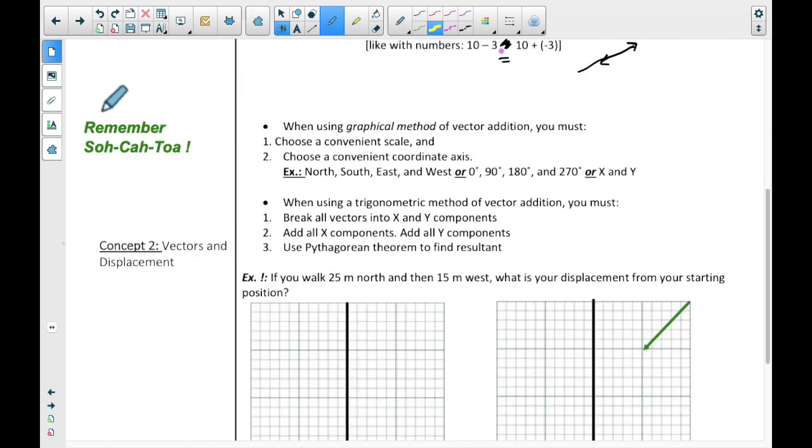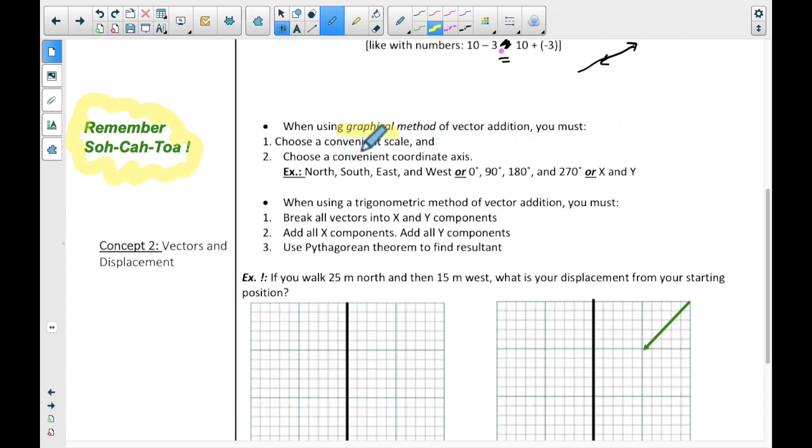Like I said a second ago, you're going to need to remember to use Sohcahtoa. And if you don't remember what that stands for, sine is opposite over hypotenuse, cosine is adjacent over hypotenuse, and tangent is opposite over adjacent. That's going to be very important throughout this course, but during this section in particular, but we're going to use it all year long. When you use the graphical method, that means you're using graph paper and actually plotting it out on paper.